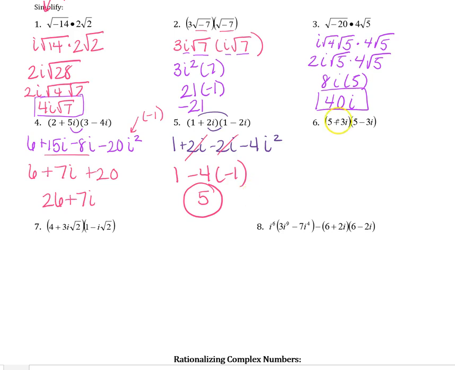Okay, so then if we look at 6, keep in mind it's another difference of two squares. So really, I only need my first and my last. So I've got 25 minus 9i squared. This is the same thing as 25 plus 9, because i squared is -1. So 25 plus 9 gives me 34. So another complex number that is both real and rational.